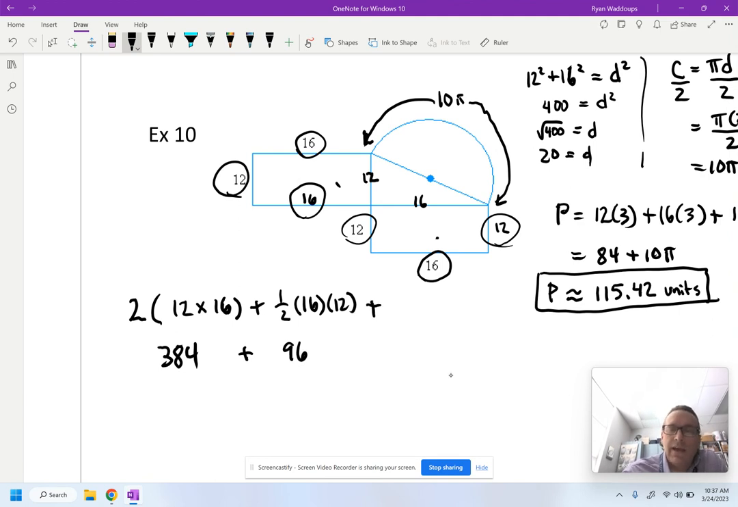And then I've got my circle. We determined that the diameter is 20. That means the radius is half that. The radius is 10. So we've got pi times the radius, 10 squared. But we only have half of a circle, so we're going to divide this thing by 2. And 10 squared is 100, so we've got 100 pi up in the numerator. Divide by 2 makes it 50 pi.